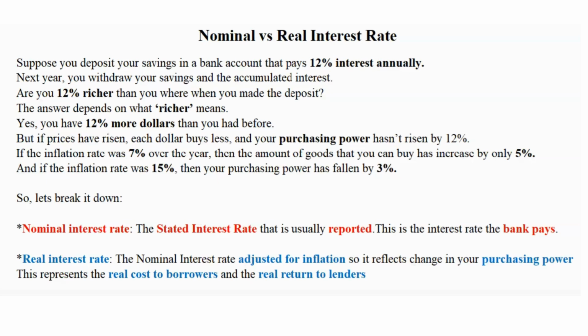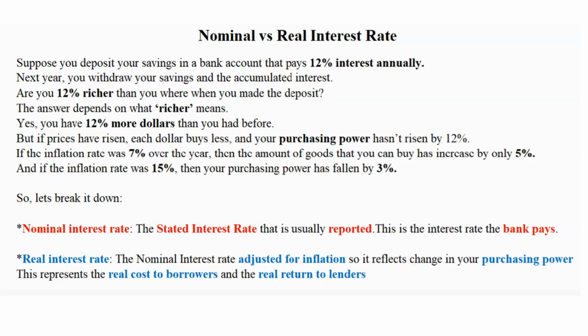So this brings us to nominal versus real interest rate. Nominal interest rate is the stated interest rate that is usually reported. This is the interest rate the bank pays. In our example, this is the 12% annual interest that you are getting. Real interest rate, on the other hand, is the nominal interest rate adjusted for inflation. So it reflects changes in your purchasing power. This represents the real cost to borrowers and the real return to lenders.